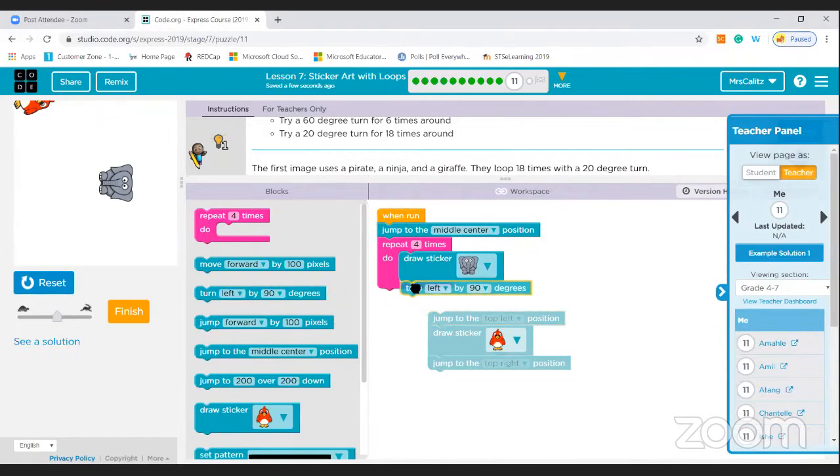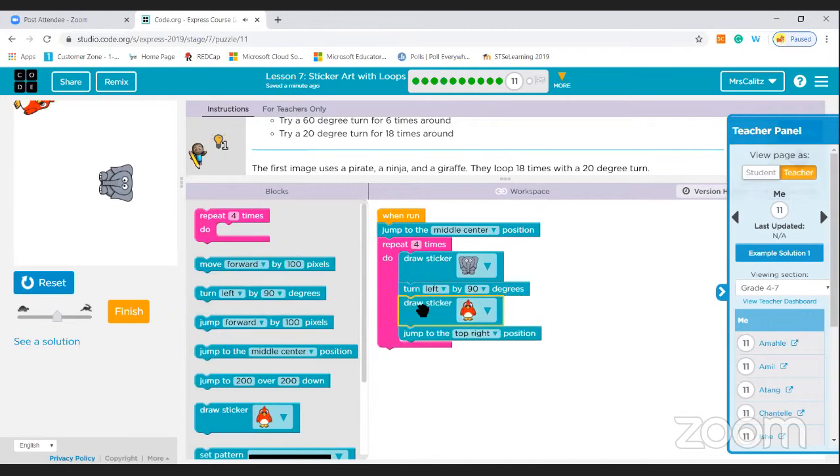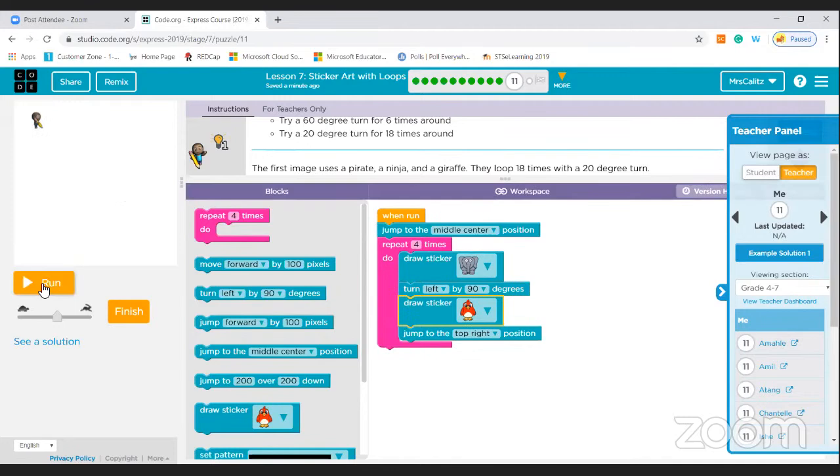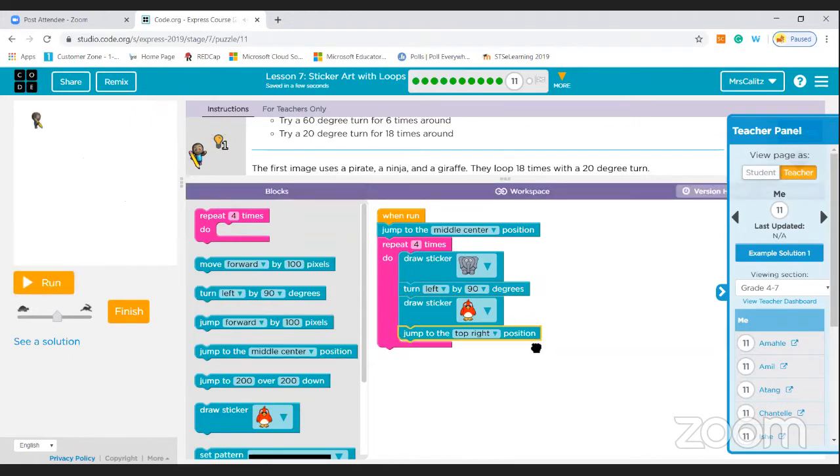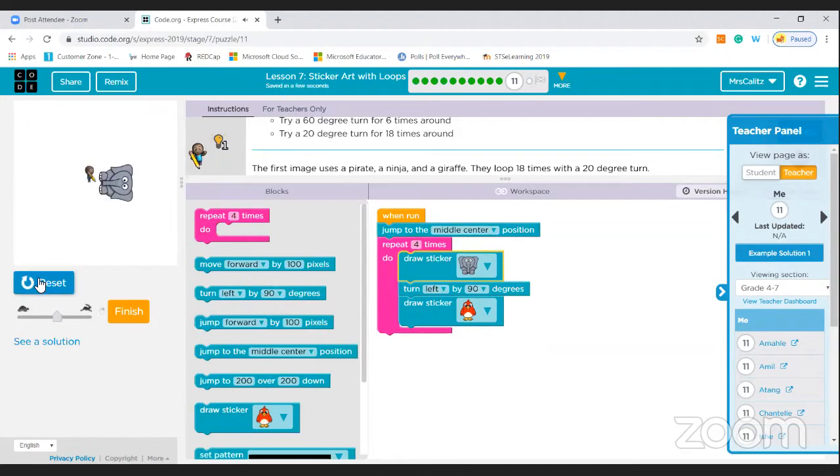Okay, let's see. Okay, let's quickly run it and see what happens. But now, because we didn't take this one out, we have a problem. So now we are drawing everything on top of each other. Is that correct?